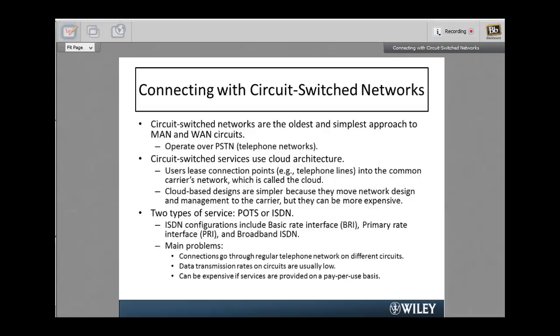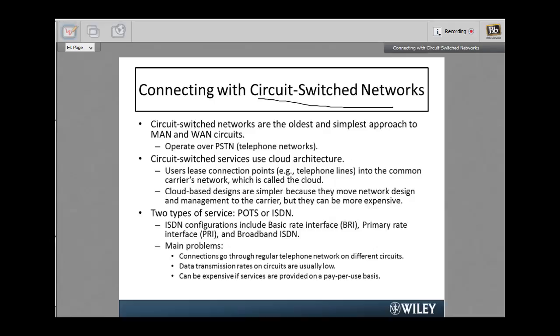And then connecting with the circuit switched network, each has its parameters, advantages, and disadvantages. Either you can connect with the circuit switched network or dedicated circuit networks. Okay, so the circuit switched networks are the oldest and simplest approach to WAN circuits. They actually operate in the telephone network. The telephone network is called a circuit switched network.